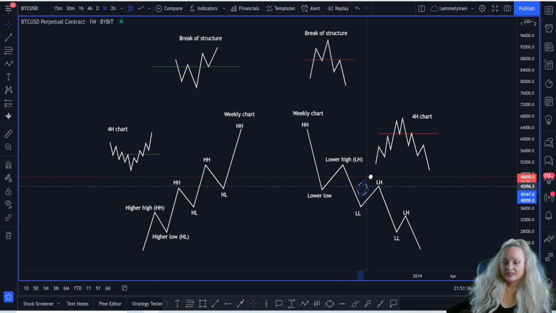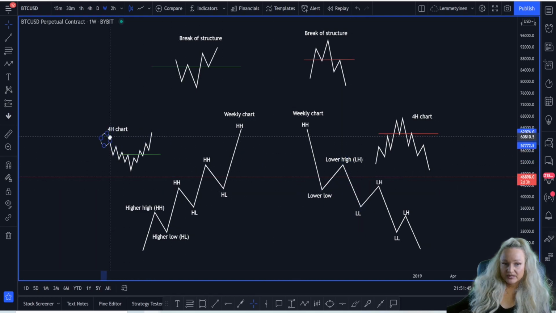And then what happens when we're coming to the lower low? This is going to happen. Market is in a downtrend, right? Market comes to the lower low, and then market breaks the downtrend by creating a pullback.